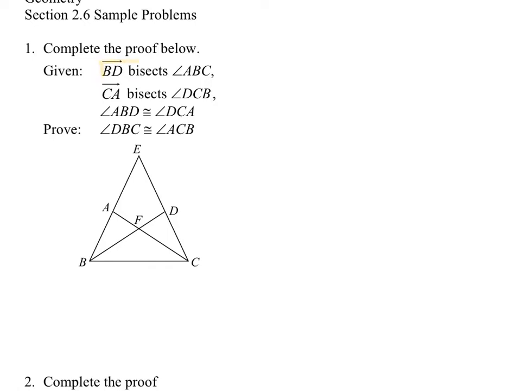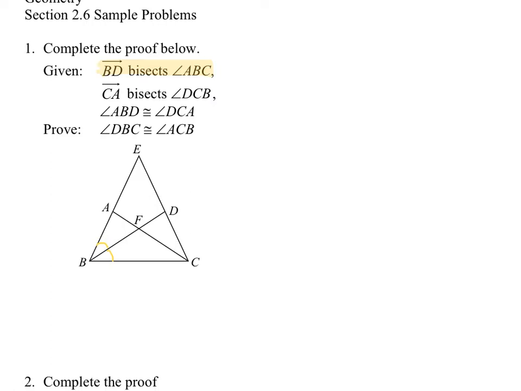So our first given says that ray BD bisects angle ABC. In order to know what that means, we need to know the vocab. Hopefully you remember that bisect means to cut into 2 equal pieces. So that means ray BD is bisecting angle ABC, which means I can mark angle ABD congruent to angle DBC.